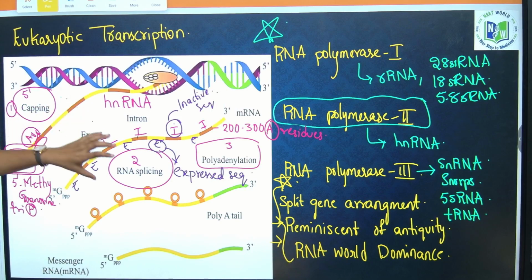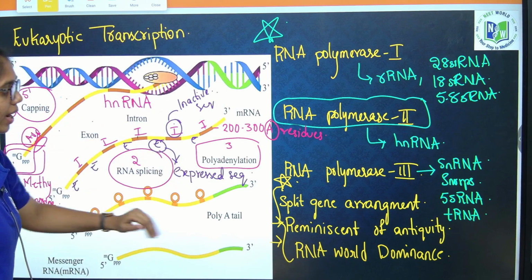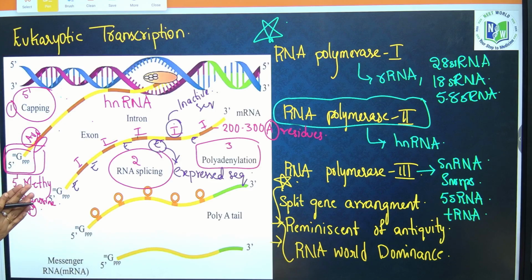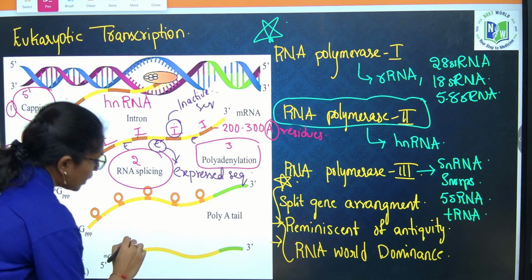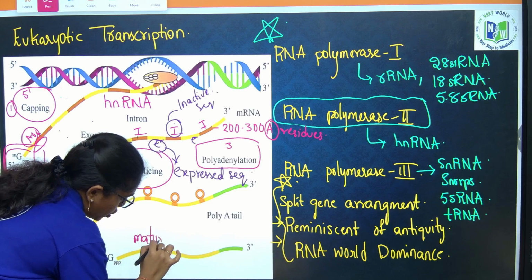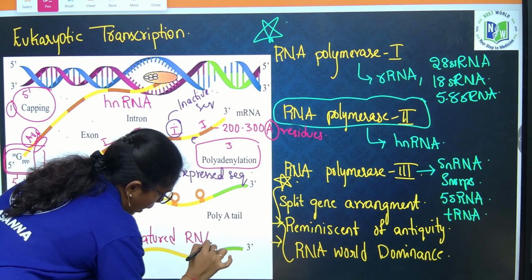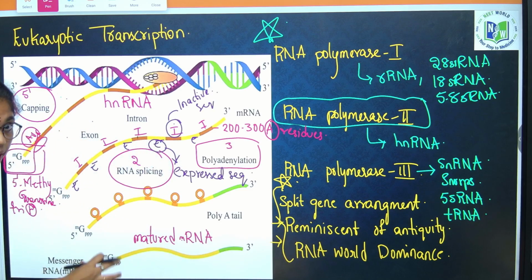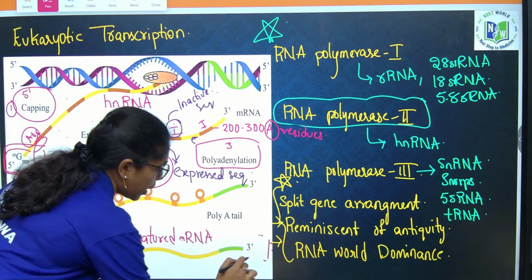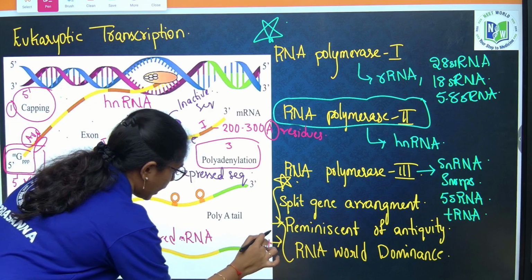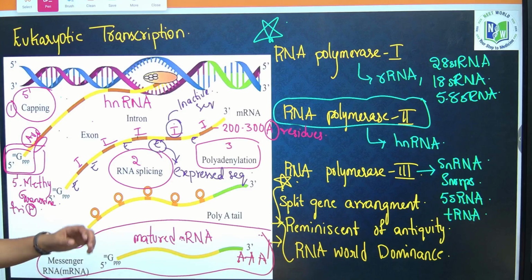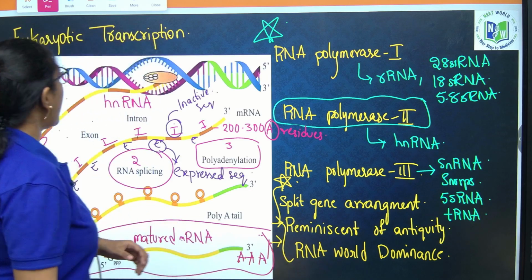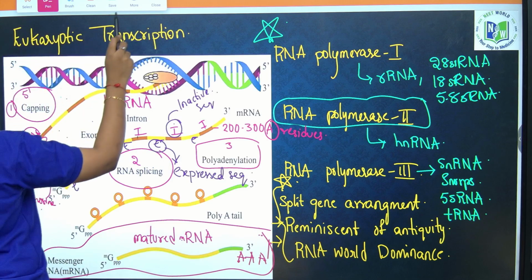So what is released into the cytoplasm? All these post-transcriptional changes are happening inside the nucleus. The matured mRNA chain, with 5' capping and 3' polyadenylation, is released into the cytoplasm for the process of translation. I hope eukaryotic transcription is clear to you. Now we will enter into translation.